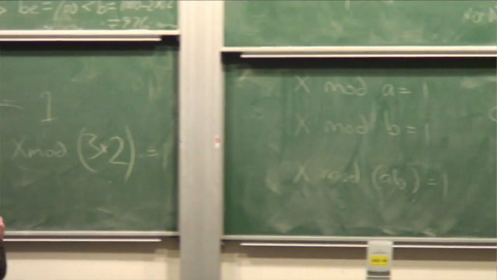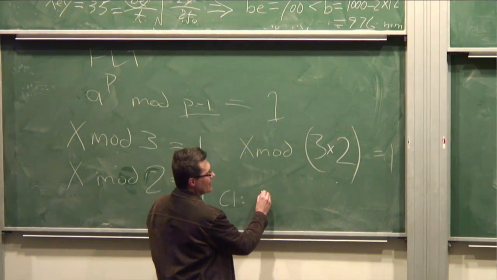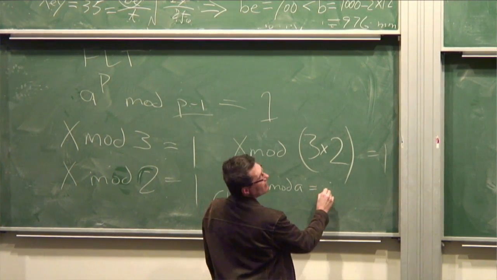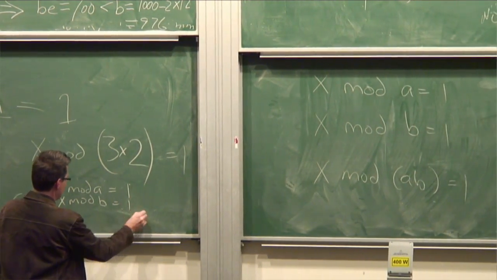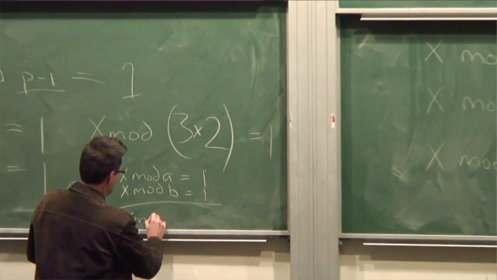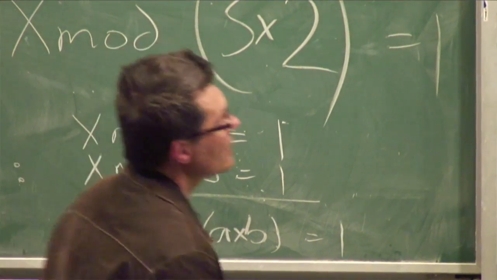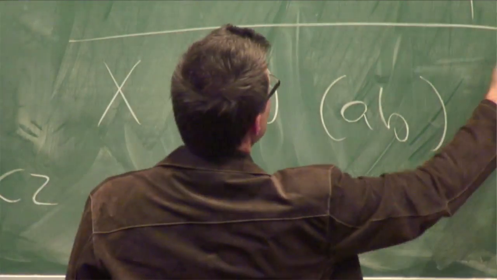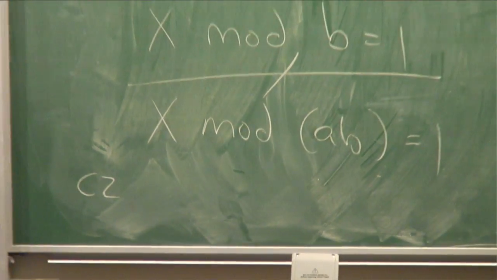Okay, well, look, we're going to say on this side I made claim number one, that x mod a equals 1 and x mod b equals 1 implies that x mod a times b equals 1. And on this side I've made claim two, that this does not imply that x mod ab is equal to 1.